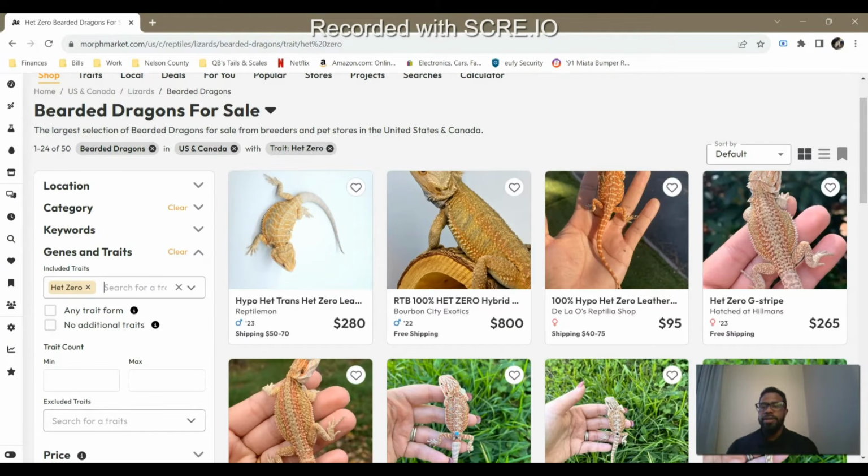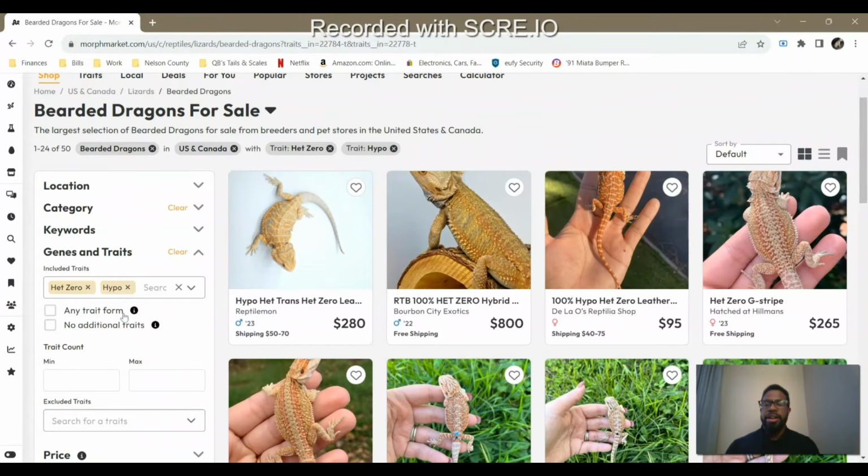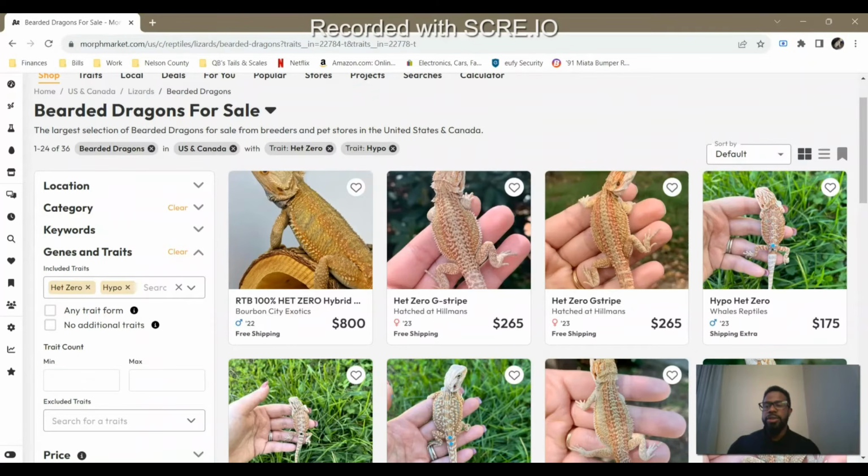Now with zeros, a lot of zeros that are hypo sell very good. So maybe you want to start off with hypo het zero and make both of the parents hypo. That way you can only get hypo zeros if they do come out as zeros. So you'll probably have about a 25% chance per zero. So let's see. Let's find a male.